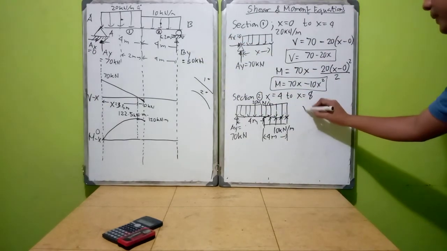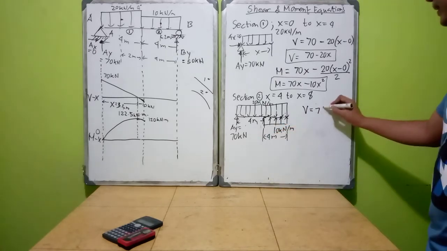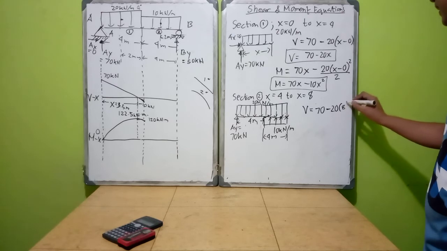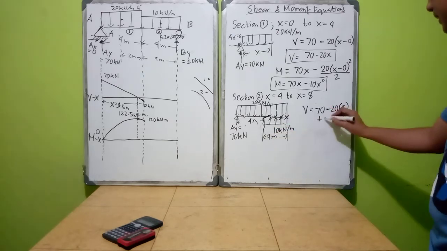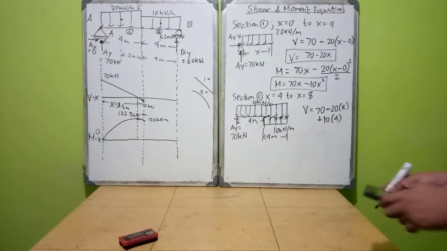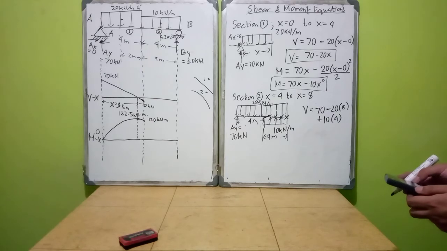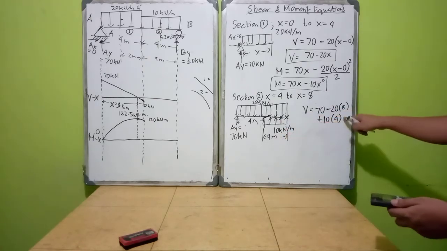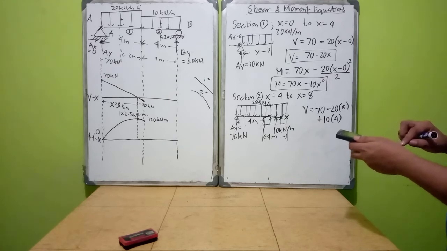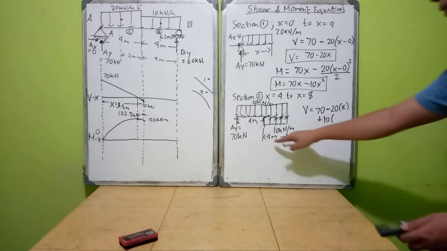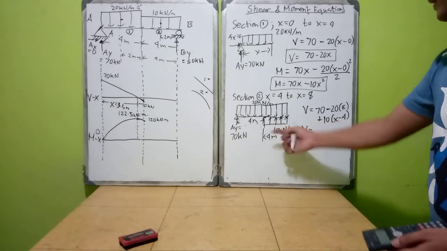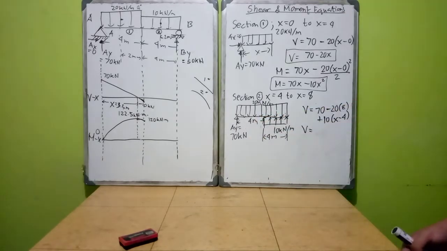Okay, so we have shear. We have shear 70 kilonewton minus 20 times 4, times 4 is 8, and we have 10 kilonewton per meter times 4. Okay, so we add all that. 20 times 8, 70 minus 20 times 8 plus 10. Sorry, not 10 times 4, x minus 4. Because this 10 kilonewton per meter force is upward and is acting 4 meters away from your left support.